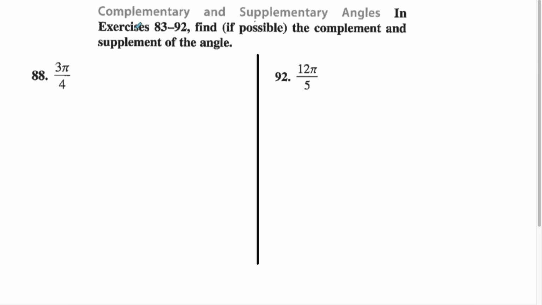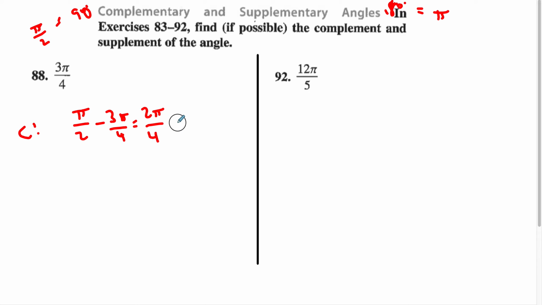Complementary and supplementary. Remember, complementary comes first. That sums to 90 degrees. Supplementary sums to 180 degrees. Now, you'll have to remember that 180 degrees is pi radians, and 90 degrees is pi over 2 radians. Now, 3 pi over 4. So if you want to find the complementary, you need to take pi over 2 minus the angle, which is, well, that's 2 pi over 4 minus 3 pi over 4, which is negative pi over 4.